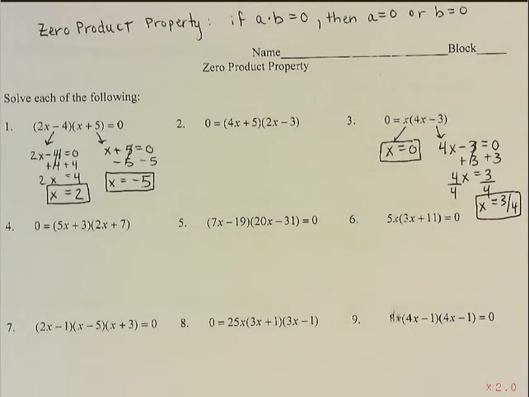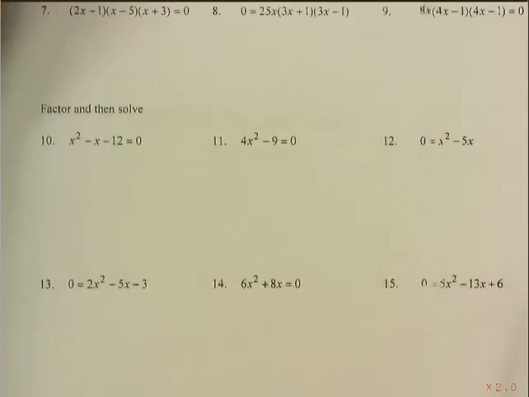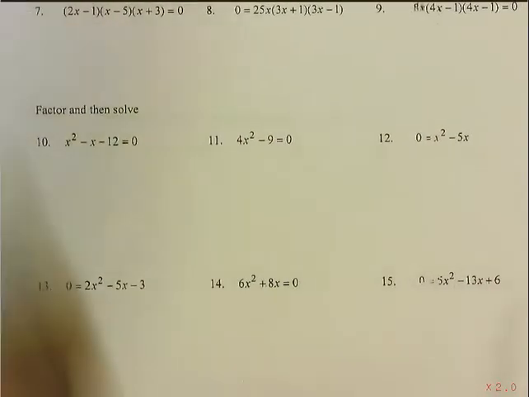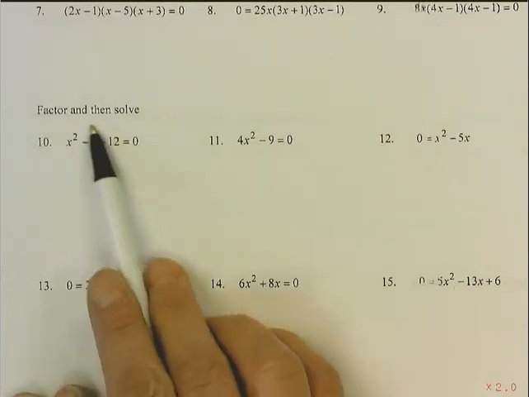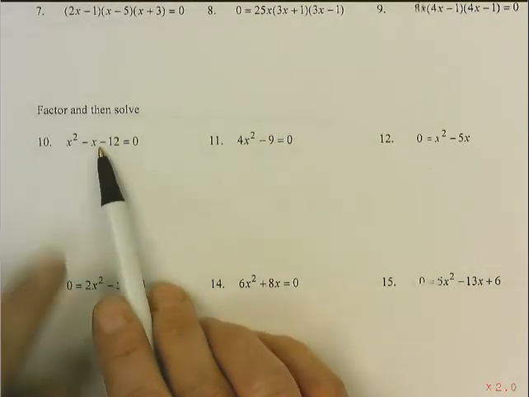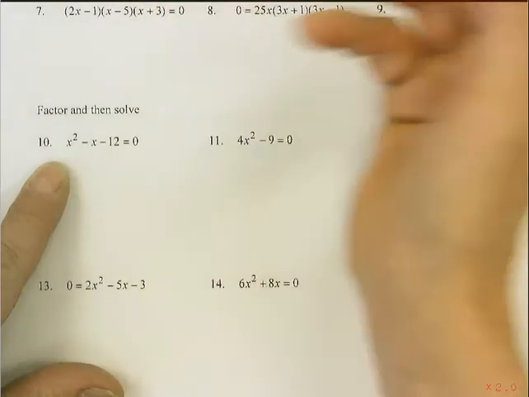Okay. Now, of course, they're not always going to be nicely factored, like 1 through 9. If we go down to the next section, 10 through 15, it says factor and then solve. So notice we have 0 on one side. We can't use the zero product property until we have a product, so it comes down to factoring, which we spent a lot of time on, so you get more practice.